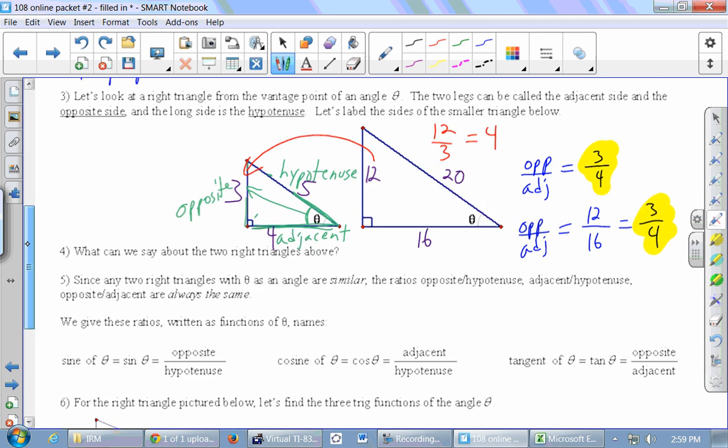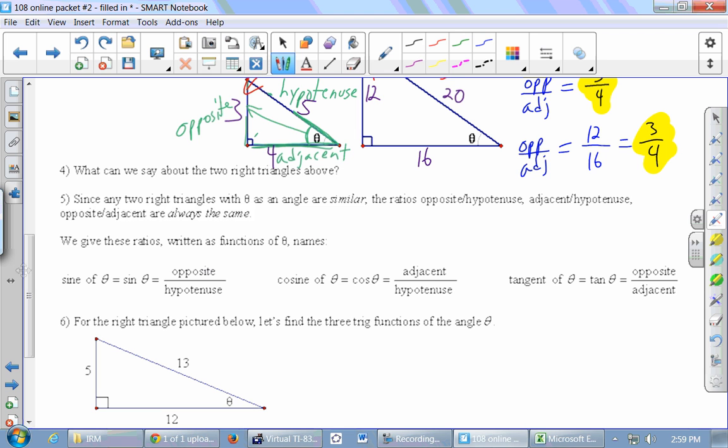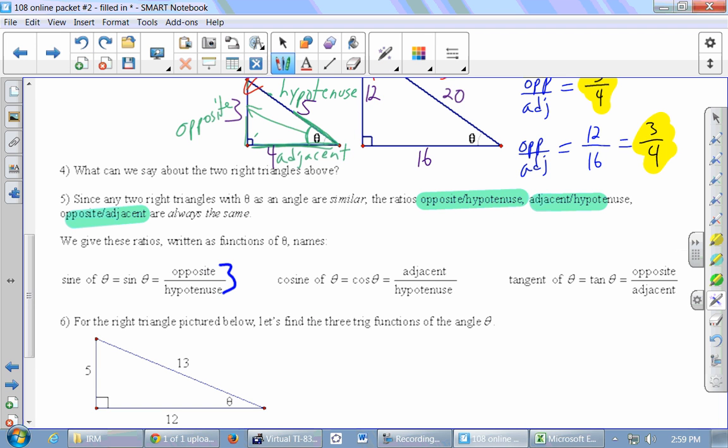Okay, so we give these ratios, written as functions of theta, names. We are about to define 3 very important functions: opposite over hypotenuse, adjacent over hypotenuse, and opposite over adjacent. So here are their names. If you are looking at opposite over hypotenuse, we call that the sine of theta. Sine is spelled S-I-N-E, but we abbreviate it S-I-N. I know it's not much of an abbreviation, but sine of theta.